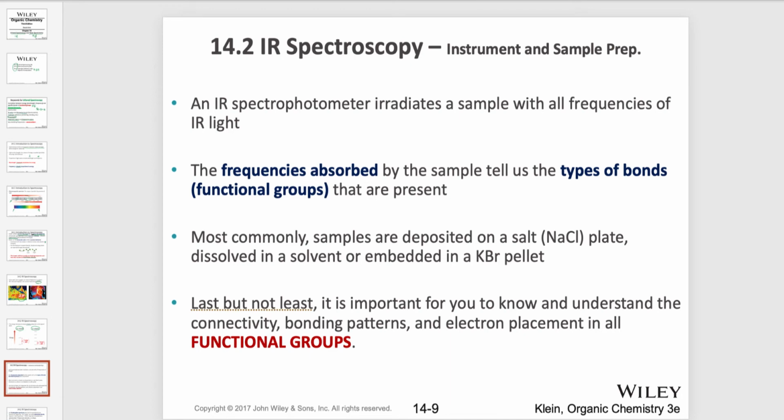So IR spectroscopy, here are some things that are especially important if you're doing the lab. We do have spectrophotometers. That is what these are called. It shines a light on the sample in the IR region. A frequency is absorbed. We can then figure out the types of bonds and therefore the functional groups that are present.